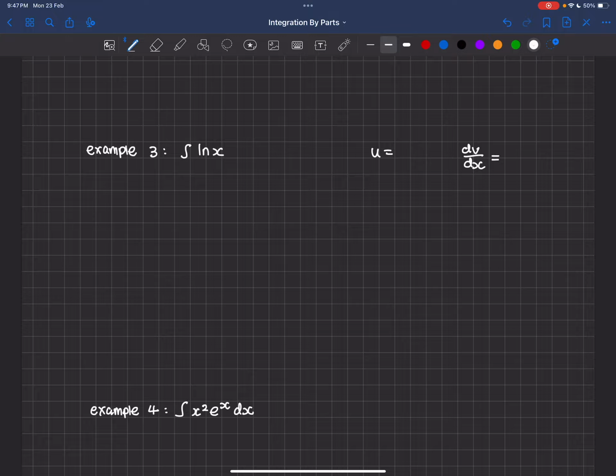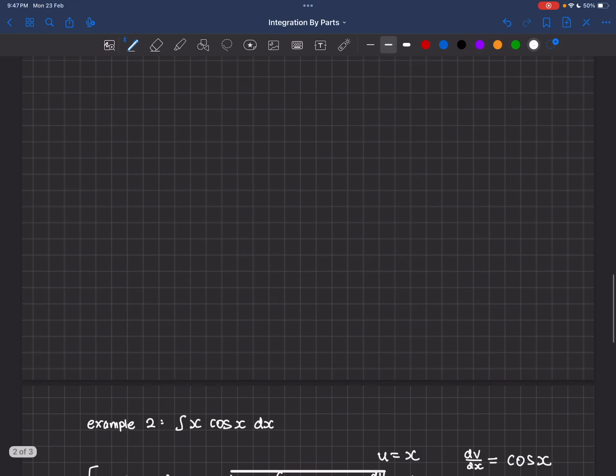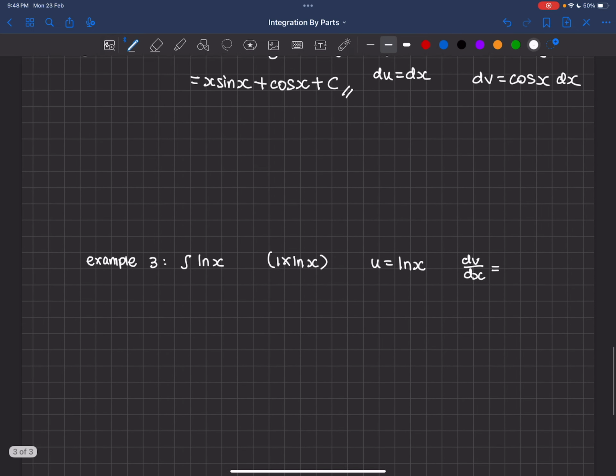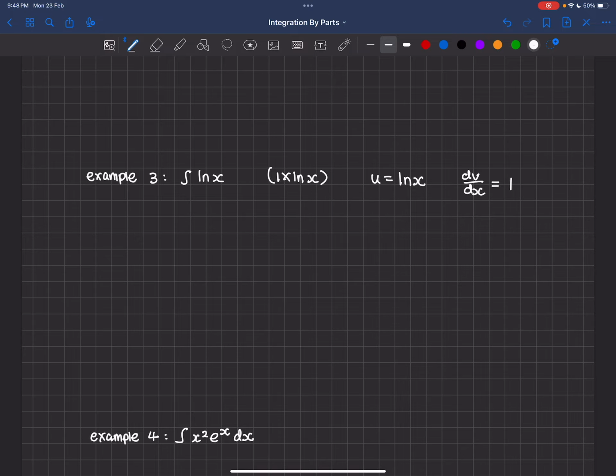Well, we can actually write it as 1 times ln x. This is a trick that you should remember. So in this case, u will be ln x because that's very high on the order, right? This is the second one. And what is our dv over dx is simply 1.